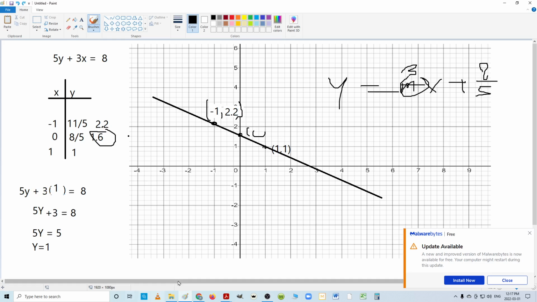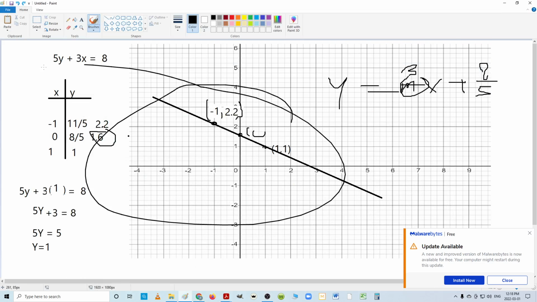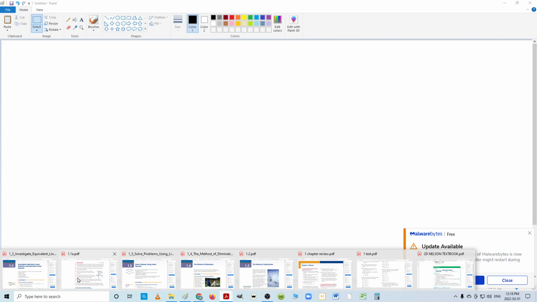But now, here's the thing. Let me just put this into decimals. 5y plus 3x is equal to 8. And notice we got the exact same things that we just got. There's 0, 1.6. There's minus 1, 2.2. And look at that, there's 1, 1. Right? So right there, Desmos was really good, and it's exactly what we drew. So that is how you draw it. That's another skill set you'll need, and you'll need it no matter what.